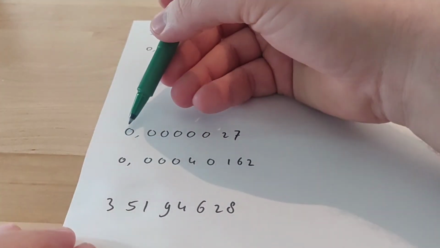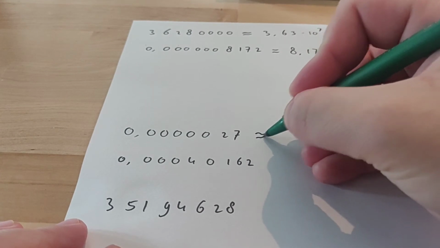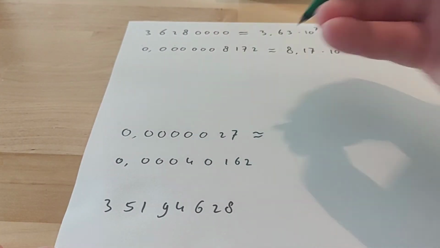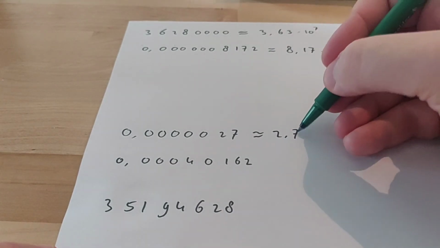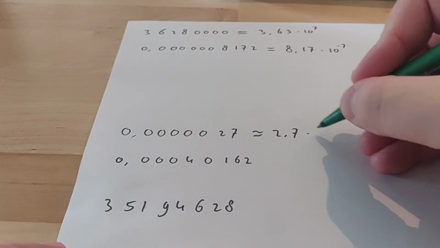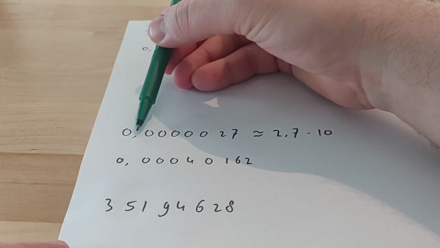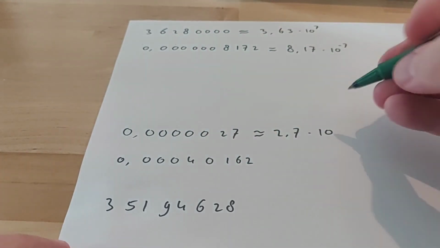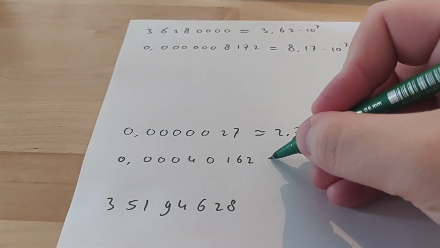Here we have 0.00000027. So if you want to write that down in the scientific notation, the first digit you see is a 2. So I'm going to write down 2.7. I only have 1 decimal place here, so that's fine. And then times 10 to the power of something. So we're going to count 1, 2, 3, 4, 5, 6, and because it's a very small number, you write down minus 6. The next one is also a small number.